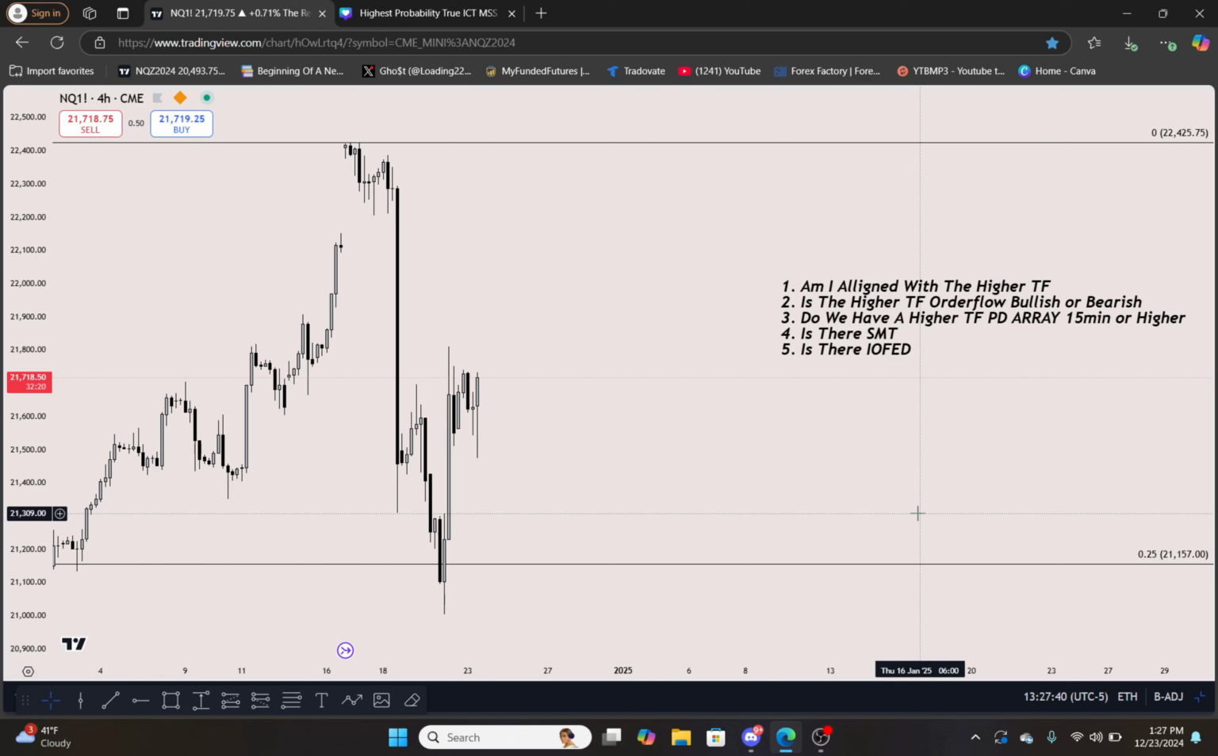Okay, you must be aligned with the higher time frame. You must understand whether or not the higher time frame order flow is bearish or bullish. You need to incorporate a PD array of some sort above the 15-minute. Okay, you need to have an SMT. Now, on every trade there will not be an SMT, and it will still produce an A plus trade. Okay, but for our A pluses, we know that SMT must be present.